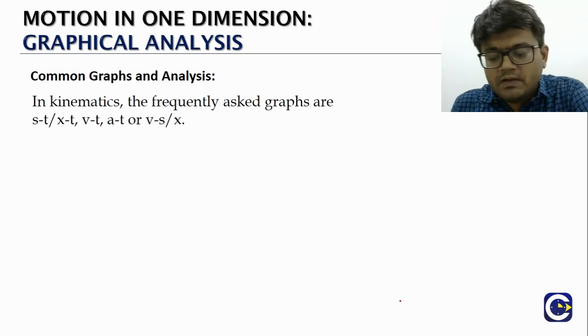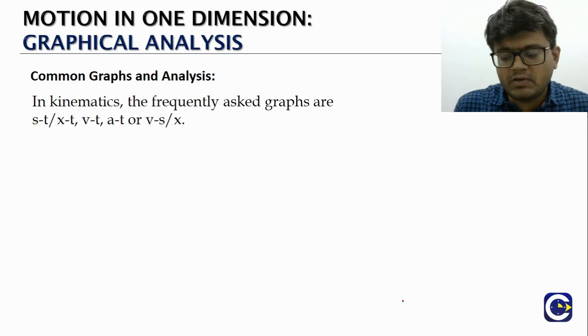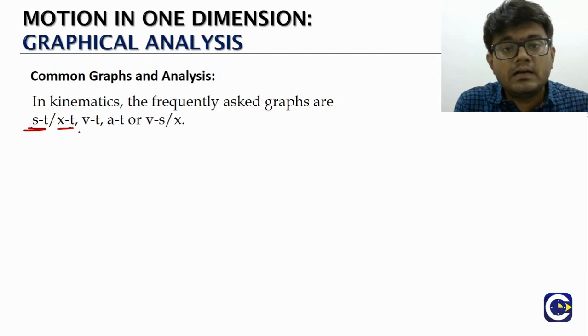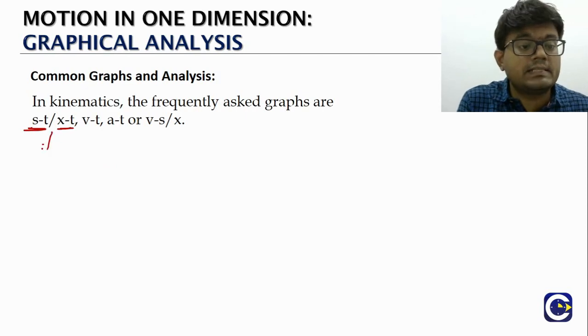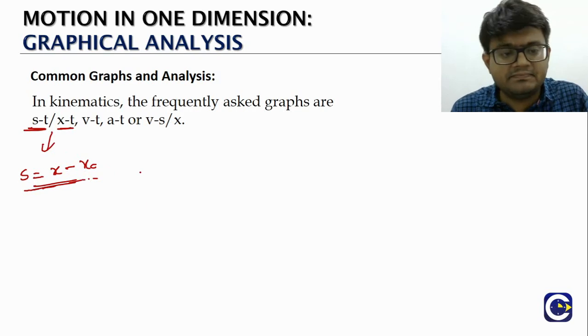Now we will see what these common graphs are that we will be talking about in terms of one-dimensional motion, or kinematics in general. We'll talk about the displacement-time or position-time graph. I think in one of the previous videos we have also said what the relation between them is. The relation is very simple. Displacement means x minus x naught. x is the position at a given time, x naught is the position at the starting time. That is the basic difference.